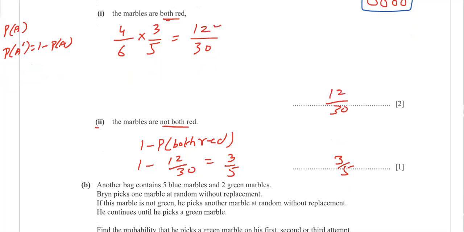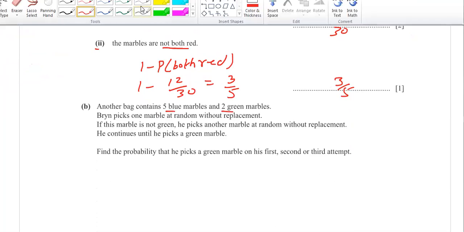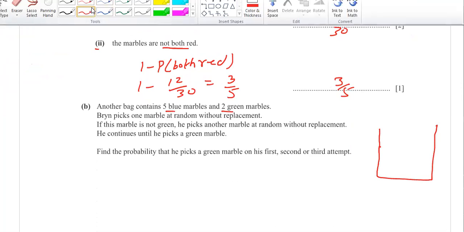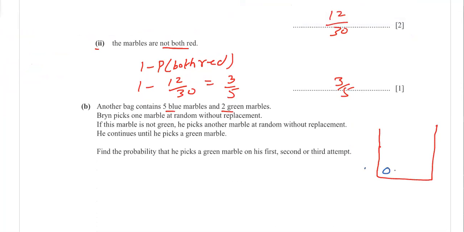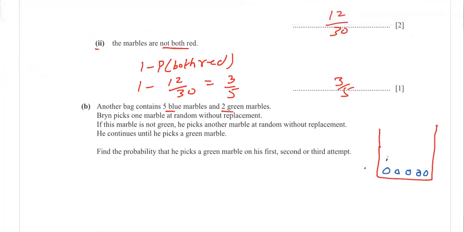Now next, part B: another bag contains 5 blue marbles and 2 green marbles. Let's have a look, there is another bag. Inside this bag there are 5 blue marbles, 1, 2, 3, 4, 5, and 2 green marbles, 1, 2. So in total there are 7. Now Brian picks 1 marble at random without replacement. Again, it is without replacement.